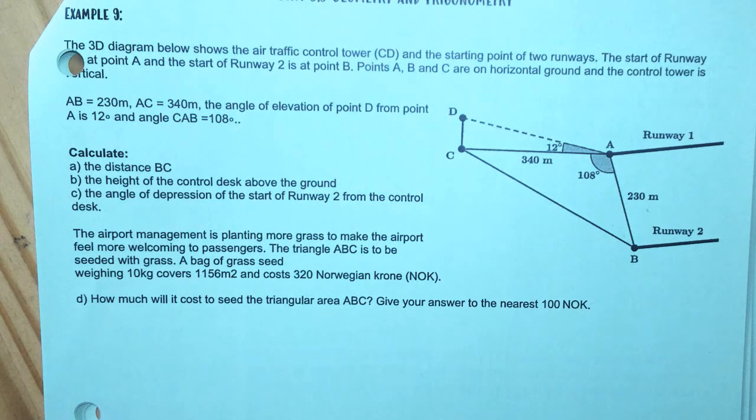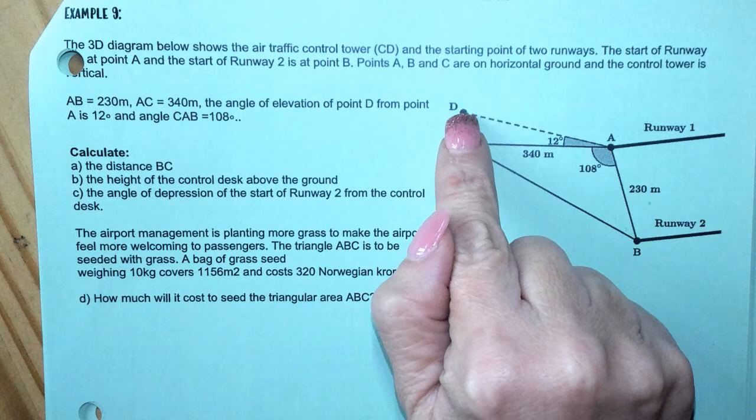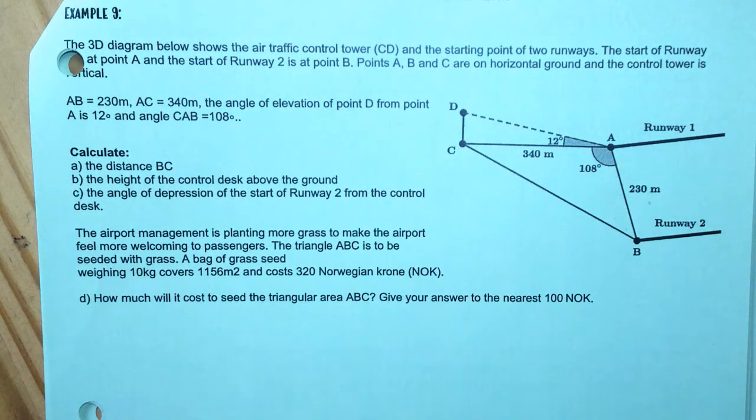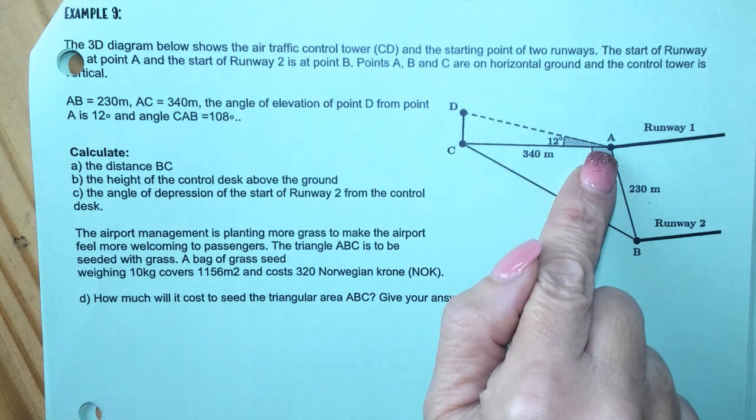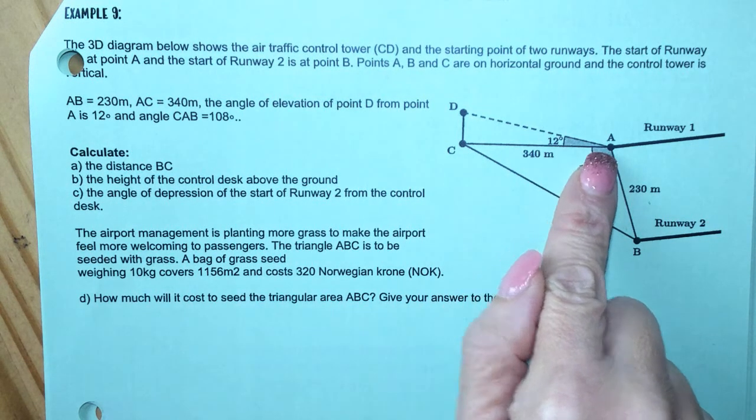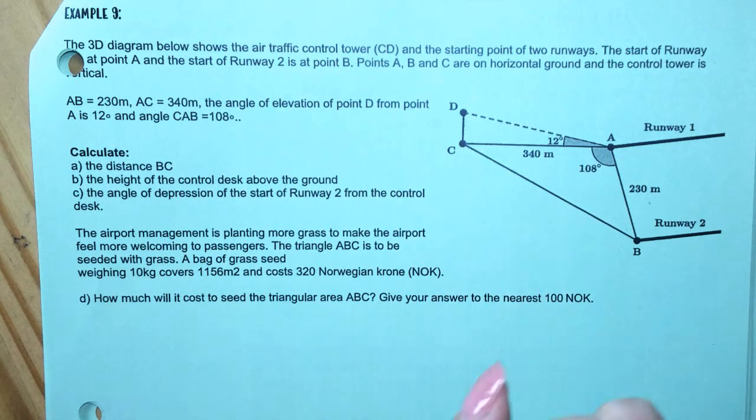The 3D diagram below shows the air traffic control tower CD. Okay, so take a note, CD. We got the tower sitting up here, and the starting point of 2 runways. The start of runway 1 is at point A, and the start of runway 2 is at point B. Points A, B, and C are on the horizontal ground, and the control tower is vertical. So you're kind of thinking 3-dimensional space on this.